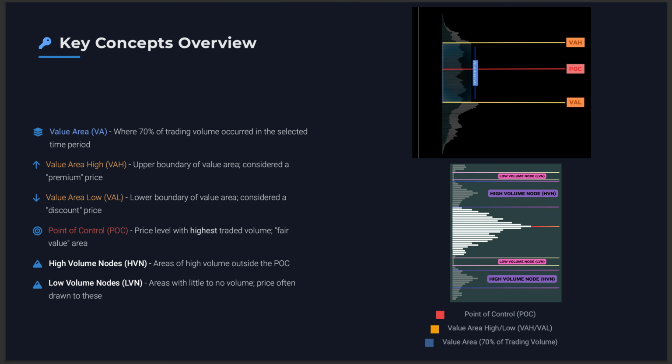Each of these concepts builds on the others to create a complete picture of market structure. Don't worry, if this seems like a lot right now, we'll break down each element in detail so you fully understand how to use them in your trading.